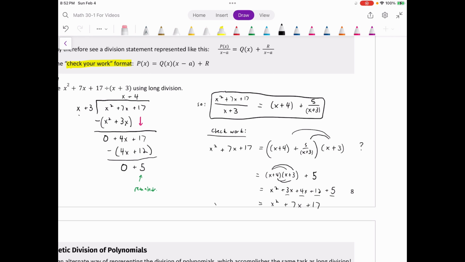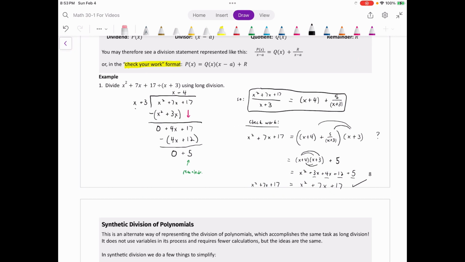It does equal the polynomial we started with, right? So we verified our answer now. We said that when we divided x squared plus 7x plus 17 by x plus 3, it equaled this stuff. So if I take that quotient, that result, and I multiply it by x plus 3, I should just end up with x squared plus 7x plus 17. And sure enough, we did. So it works. We're feeling pretty confident in that answer now.